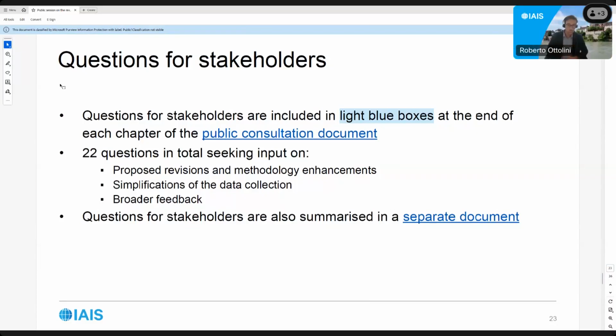So I will start with questions for stakeholders. In the consultation paper, you will see at the end of each section some light blue boxes that include the questions for stakeholders for the public consultation. There are in total 22 questions seeking inputs on the proposed revisions and methodology enhancements, simplification of the data collection, and broader feedback on the global monitoring exercise. The questions are also summarized in a separate document that you can see linked in this slide.